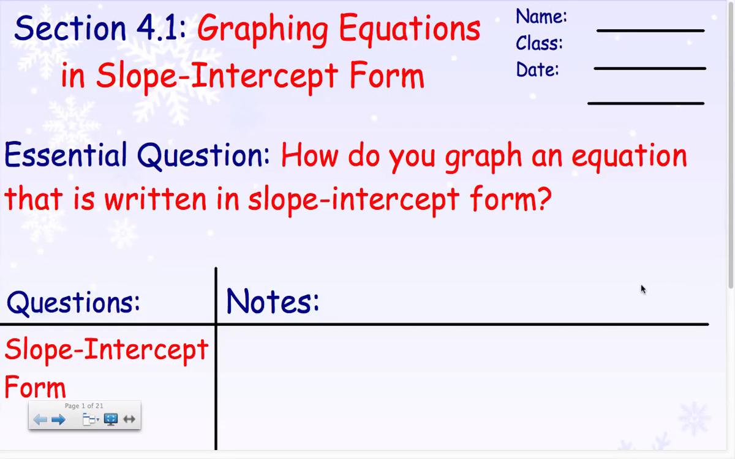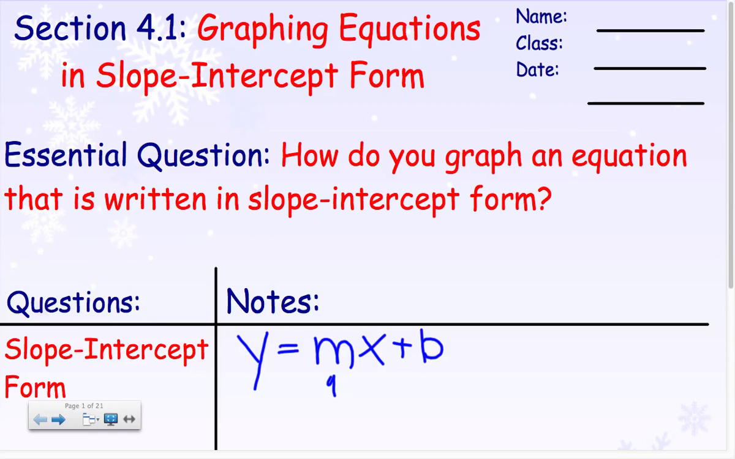Section 4.1, Graphing Equations in Slope-Intercept Form. Essential question: How do you graph an equation that is written in slope-intercept form? If you have graph paper for this lesson, I would use that because that is what we'll be doing in this lesson. The slope-intercept form equation is y equals mx plus b.